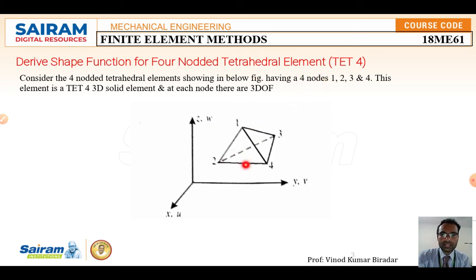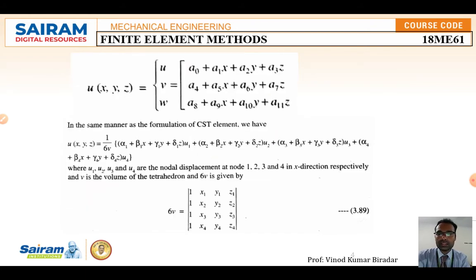Consider this a 3D solid element having 4 nodes, 1 2 3 4. Each node has 3 degrees of freedom, along x, y, z. This is a 3-dimensional object. How many faces will there be for this 4-noded element? There are 4 nodes, 1 2 3 4. Here, look at it in three dimensions.